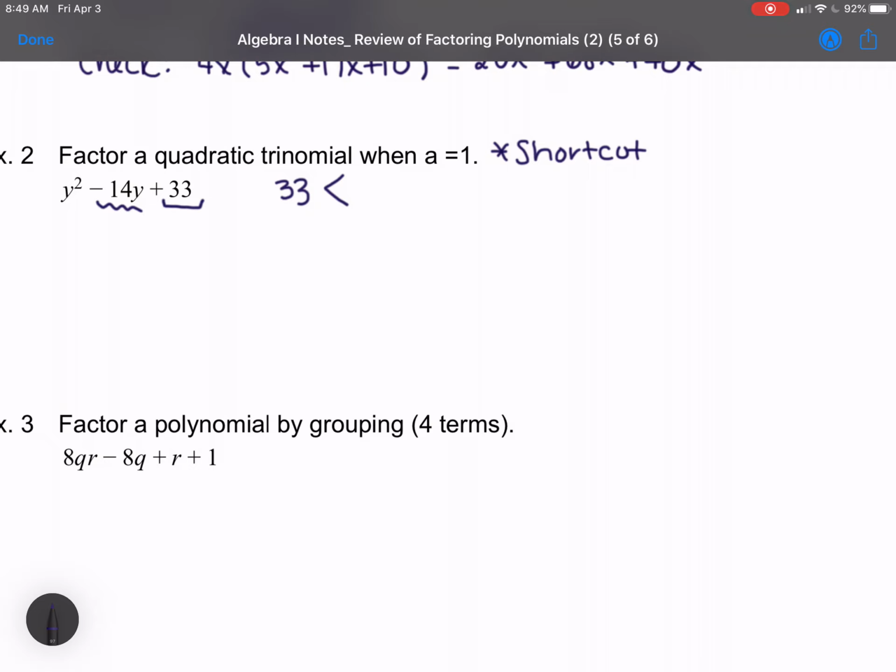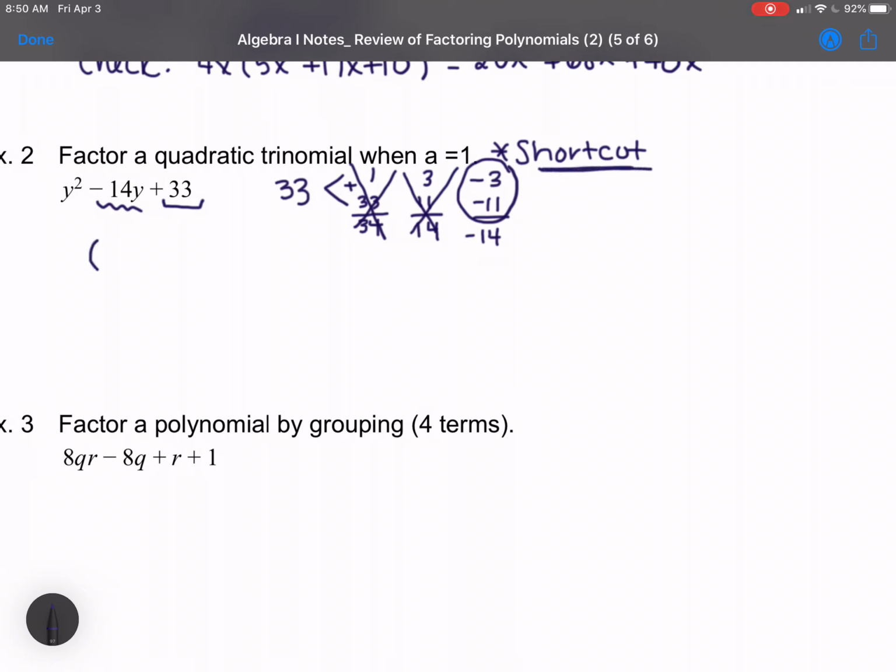So for 33, we could say 1 and 33. But if we add those together, we get 34, so that doesn't work. We could do 3 and 11. Add those together, that gives us 14, which is close, but we need it to be negative. So instead, let's try negative 3 and negative 11, which will give us the negative 14 we needed from the middle. Now that we've found those two factors, we can jump straight to our answer, which is why we call this our shortcut when a is 1.